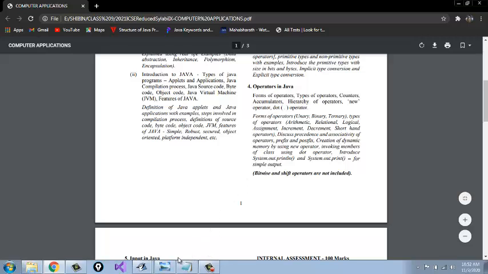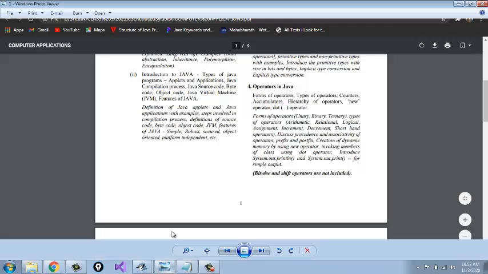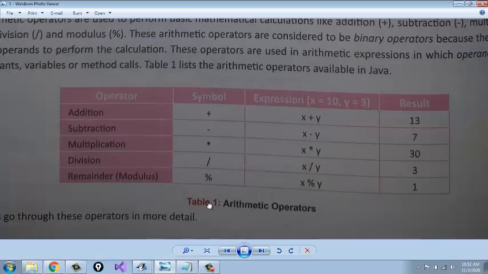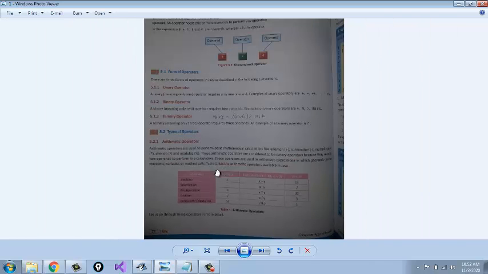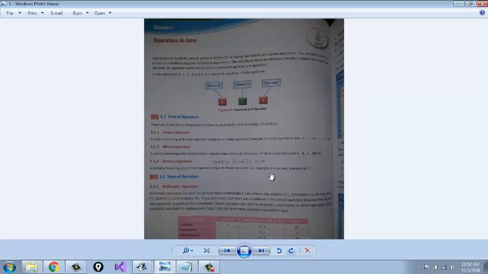You can open page number 70. I think, let me check. 72, page number 72 in your textbook, computer textbook. So we can start.